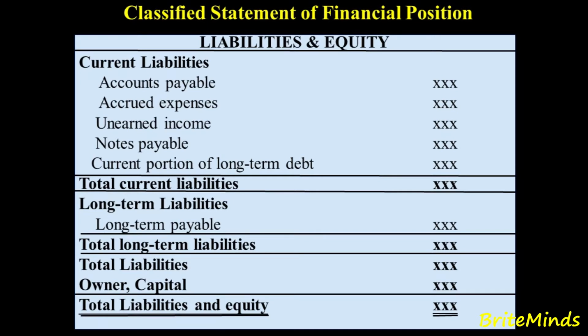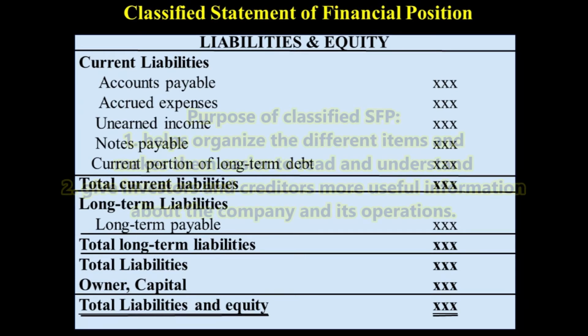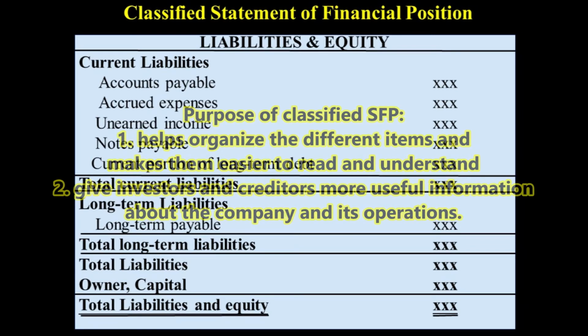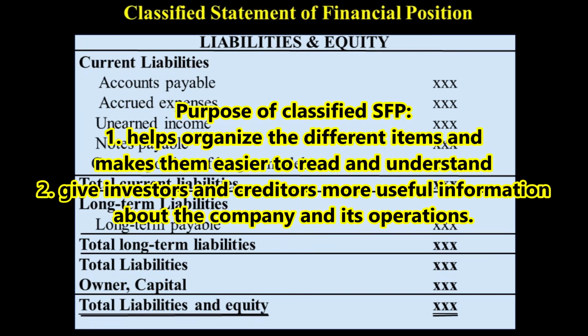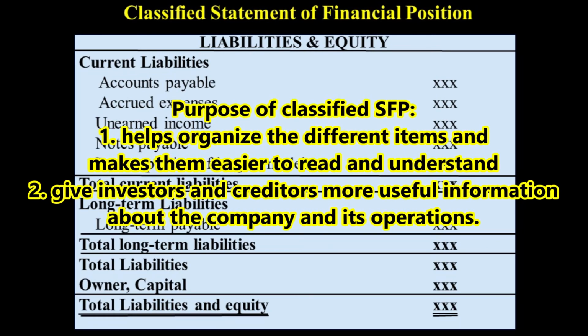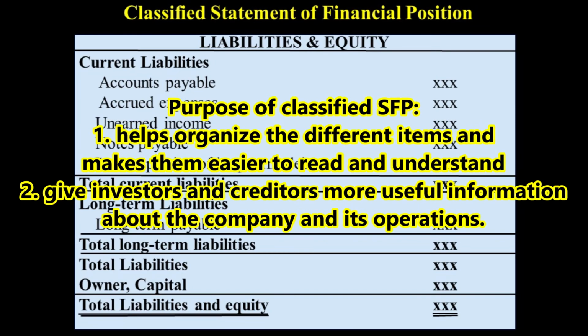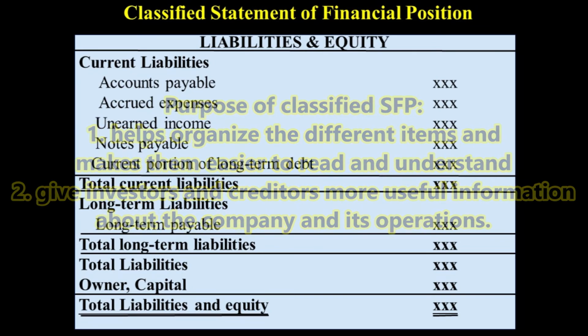So these are the installments that are scheduled to be paid within 12 months. And then the remaining installments are reported as non-current. A classified statement of financial position is helpful to the readers of the SFP in determining if the company has sufficient current assets to afford the payment of current liabilities on their scheduled date.